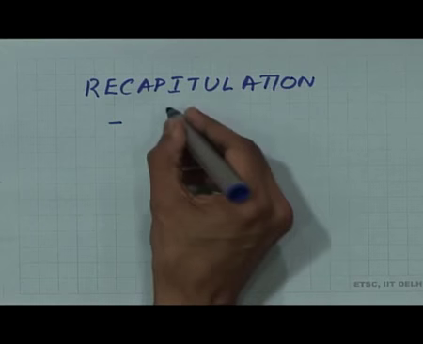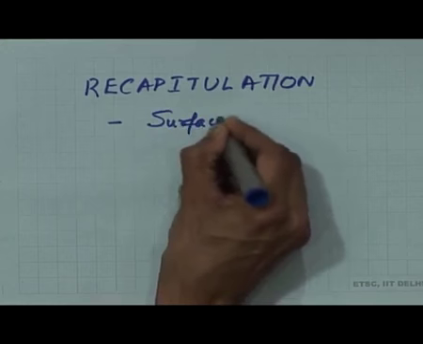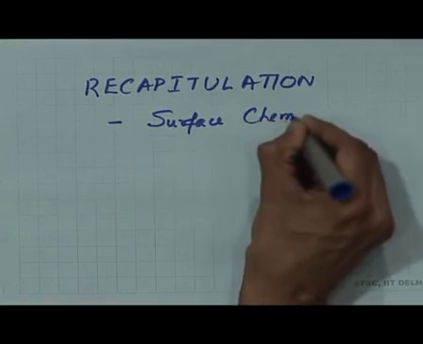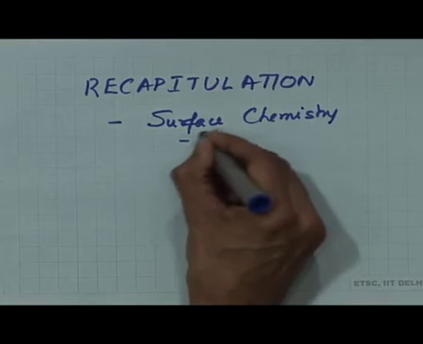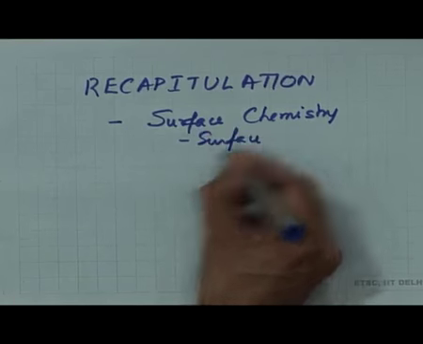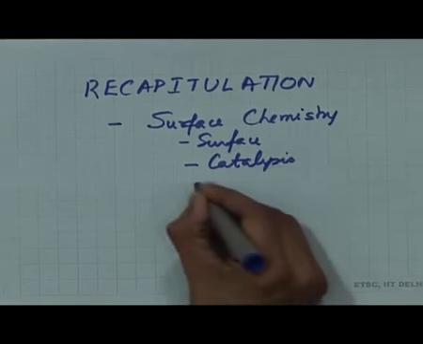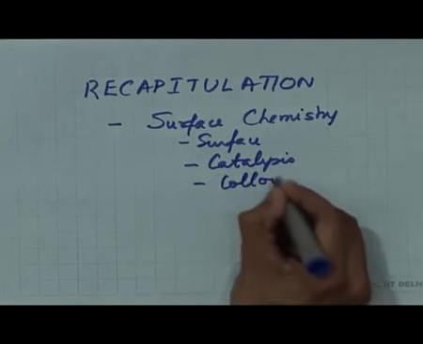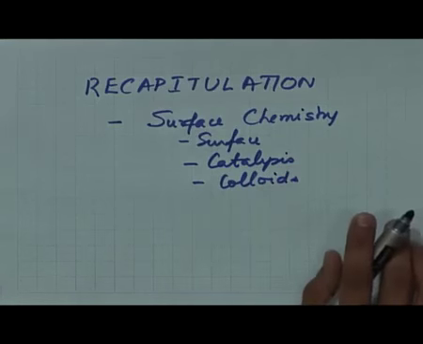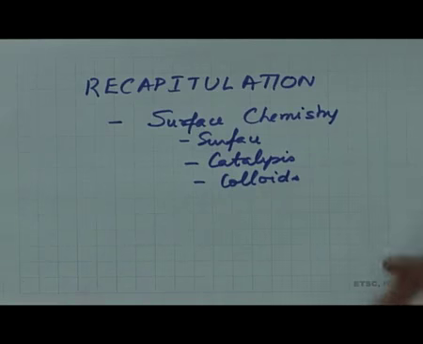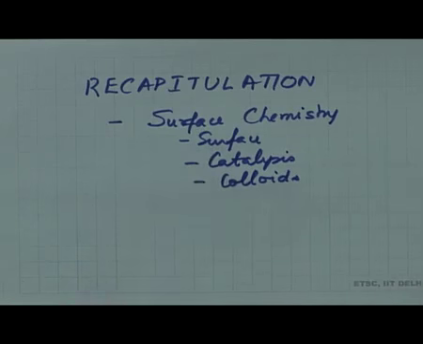We first talked about what this chapter contains, surface chemistry, and that it contains discussion on surfaces, catalysis, and colloids, and how these three apparently disconnected topics are all related to surface phenomena.